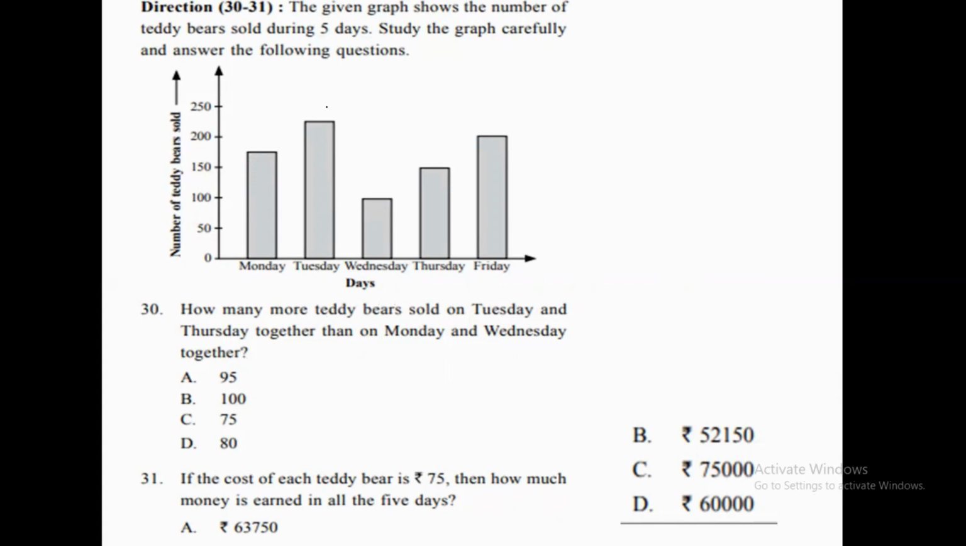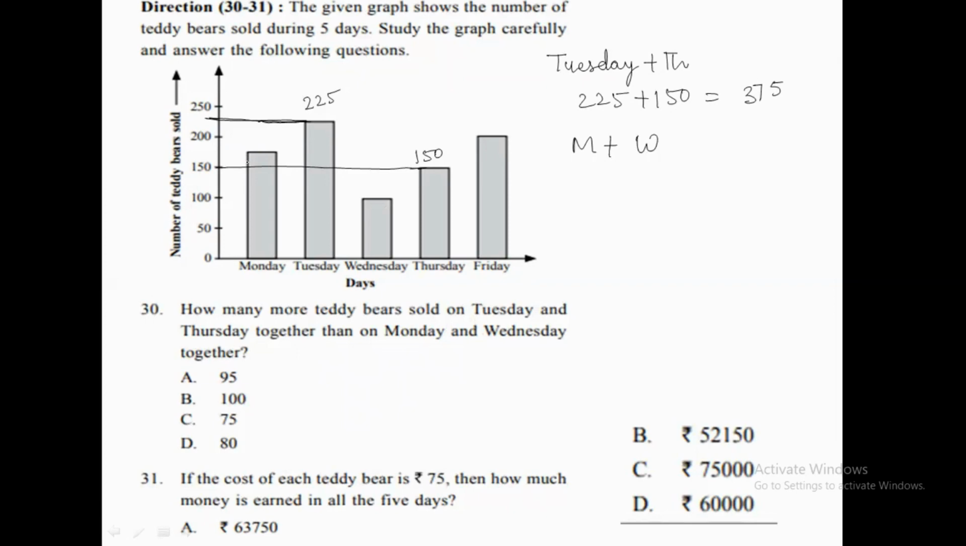On Tuesday, how many teddy bears were sold? If we go through like this, we can see that on Tuesday 225 teddy bears were sold. Now on Thursday, how many teddy bears were sold? If we draw a straight line, that will be 150. So on Tuesday and Thursday together, it will be 225 plus 150. What are we getting? 375.